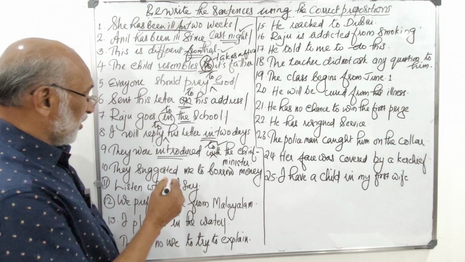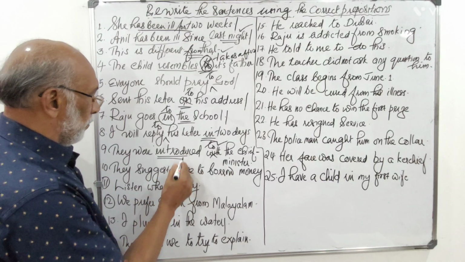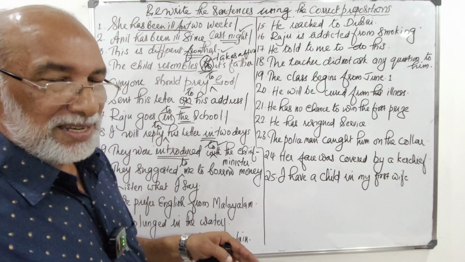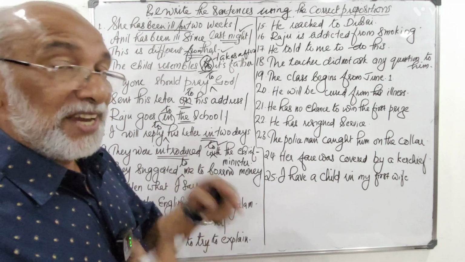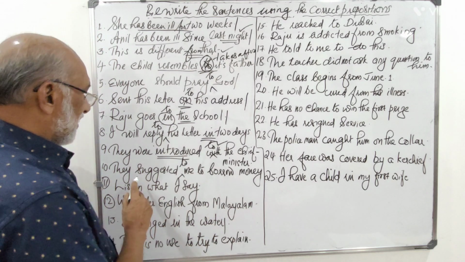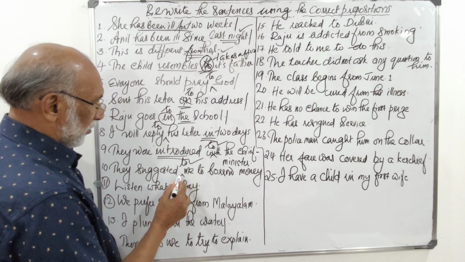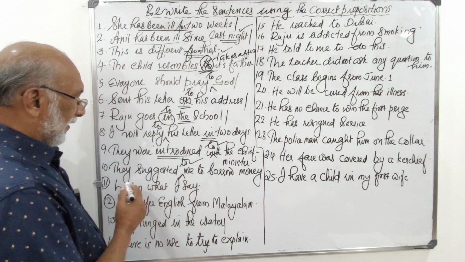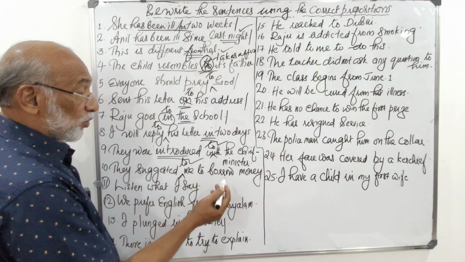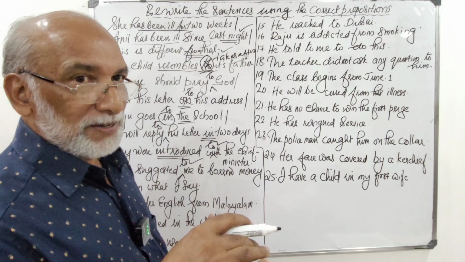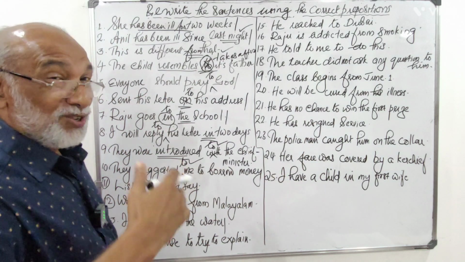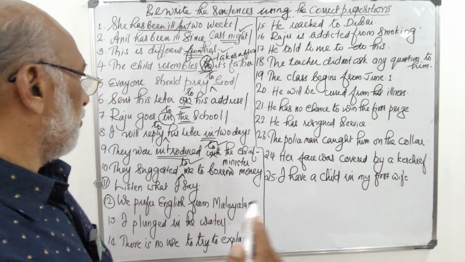if you add a preposition here, they suggested to me to borrow money, then the meaning is clear. That means their suggestion to me was that I should borrow a particular amount from some source. Okay, "they suggested to me" is correct. So the preposition is missing there. "They suggested me to borrow" is confusing, and the idea is not very clear, and it has got another denotation.